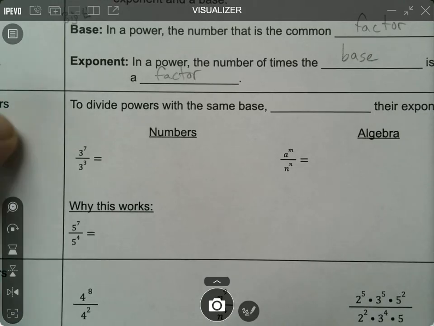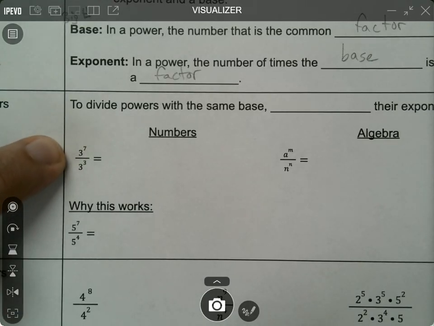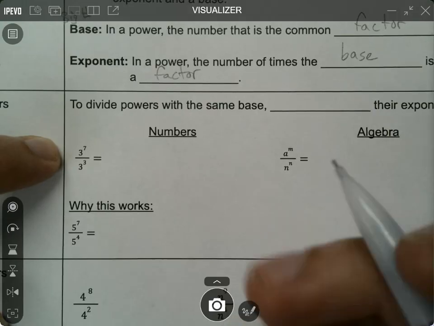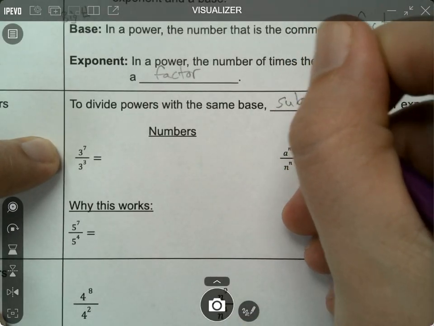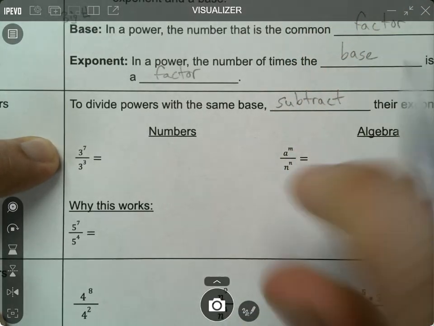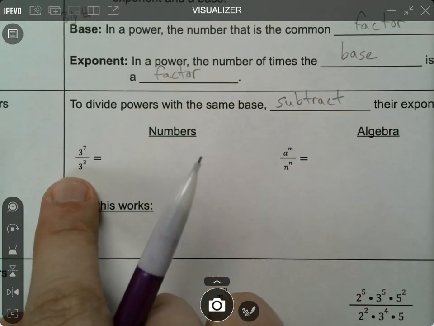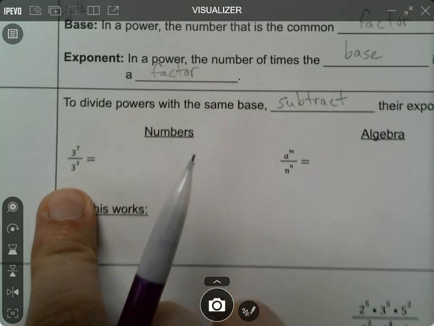Do you agree that division is the opposite of multiplication? Right? Okay. What would then be the opposite of addition? Subtraction. That's what you're going to do with these. Okay? To divide powers of the same base, you're going to subtract their exponents. So, what that will look like is this.